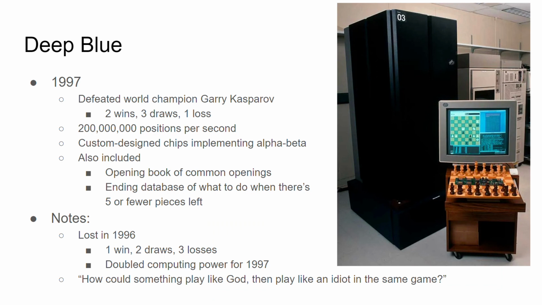A few extra things in there as well. There was a sort of special coding for common openings, and then there's sort of standardized databases for what you do when there's 5 or 6 or fewer pieces left, just because those sorts of things have been sort of solved. So that was the sort of approach that showed that computers can defeat world champions at chess.